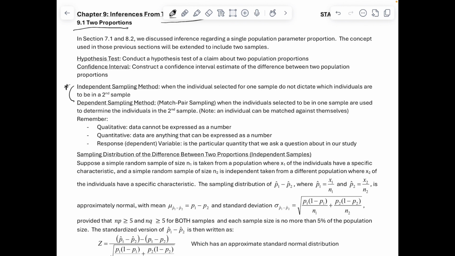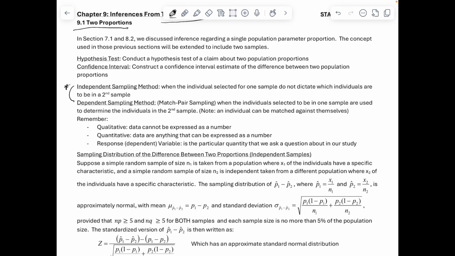So we also have a few review words here. We do have independent and dependent sampling methods. Independent is when individuals are selected for one sample and they do not dictate which individuals are going to be in the second sample. And technically, adults and children and people are going to be independent of one another. The only time there's dependent sampling is if we were matching you up maybe with a sibling, a parent, or a spouse, something that dictates who gets selected in the second group based upon you and your characteristics.